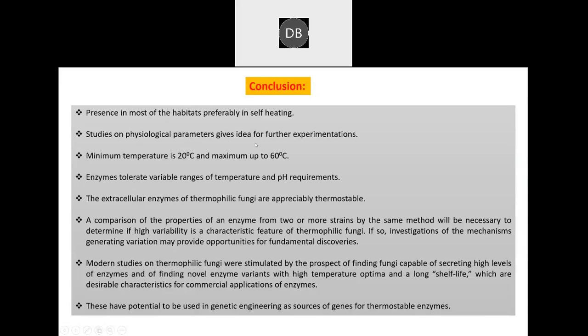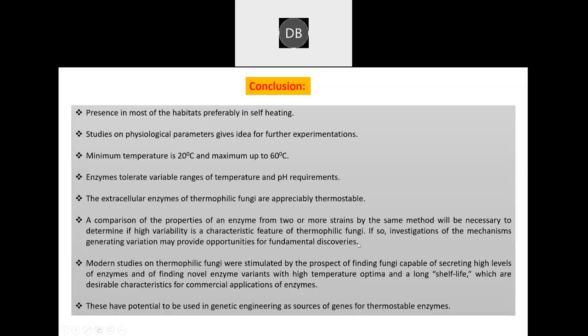Coming to the conclusion: they are present in most habitats, preferably self-heating ones. Studies on the physiological parameters give an idea for further experimentation. The minimum temperature is 20 and the maximum up to 60 degrees. Enzymes tolerate variable ranges of temperature and pH requirements. The extracellular enzymes of thermophilic fungi are appreciably thermostable. The comparison of properties of enzymes from 2 or more strains by the same method will be necessary to determine if high variability is a characteristic feature of thermophilic fungi.